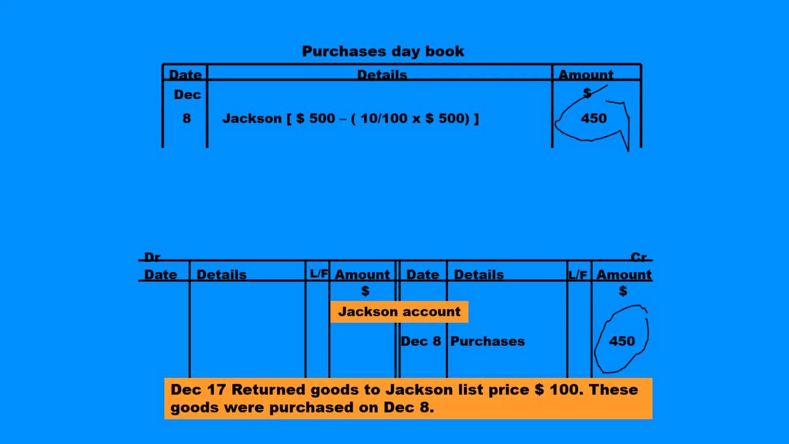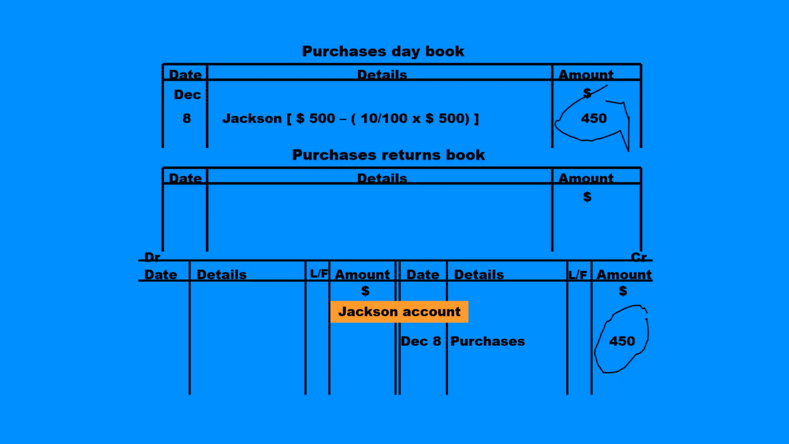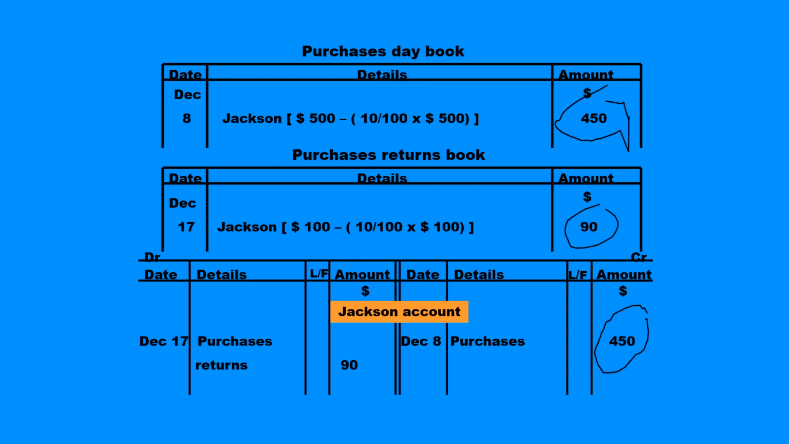Now, if we say that on December 17th, Jackson returned the goods, list price 100, and the goods were purchased on December 8th where a trade discount of 10% was applied. This would imply that in the purchases returns book, we're going to have Jackson 100 minus the trade discount that was given at the time of purchase, which is 90, and this will be recorded on the debit side of Jackson's account: 90.